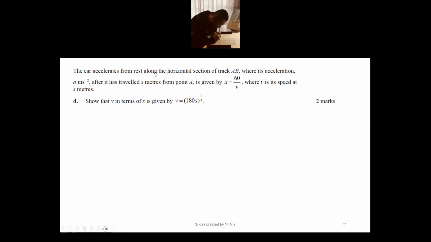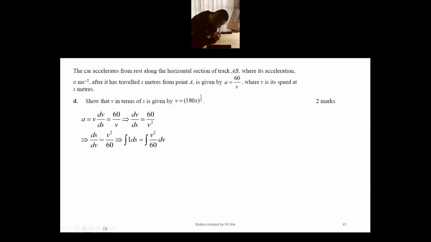The car accelerates from rest along the horizontal section of track AB, where its acceleration is given by a equals 60 over v, and v is the speed at s meters. Usually we use x, but in this case we used s. And we want to show that v equals 180 s to the power 1/3. So basically this is applying a equals v dv/ds. Usually we use v dv/dx. Equate that to 60 over v and you get v squared dv/ds equals 60.